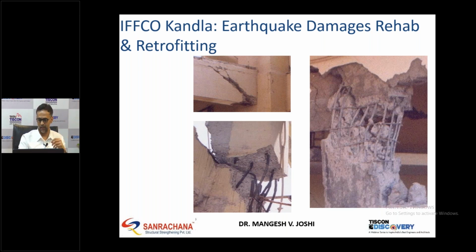This was near the coastline, and this plant was insured for earthquake damages. So whatever money the client would spend on earthquake retrofitting was covered under earthquake insurance, but loss of production was not covered under insurance. So the client wanted to start the plant as early as possible, so that's when we gave this solution based on FRP.